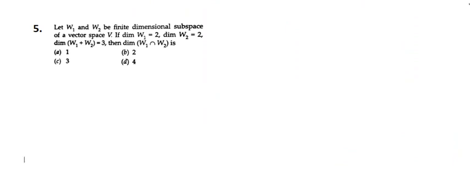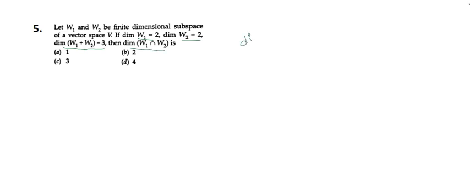In question 5 we can see that W1 and W2 are finite dimensional subspaces of a vector space V, where dimension of W1 is 2, dimension of W2 is also 2, and dimension of W1 plus W2 is equal to 3. So we need to find dimension of W1 intersection W2.